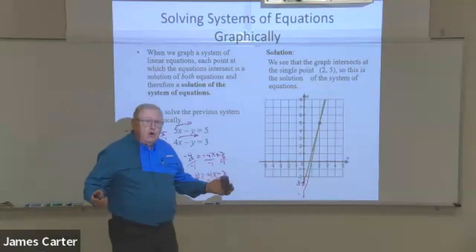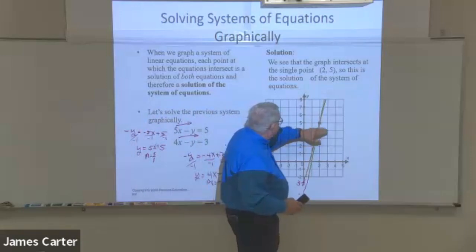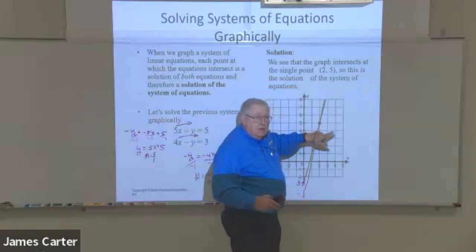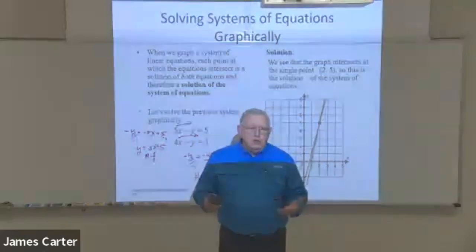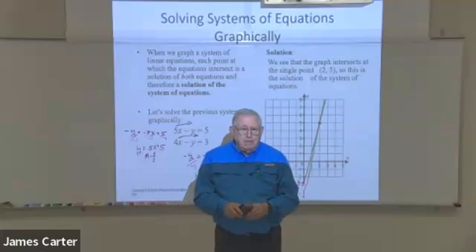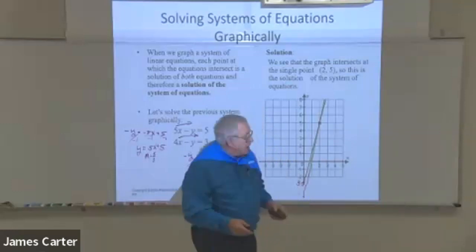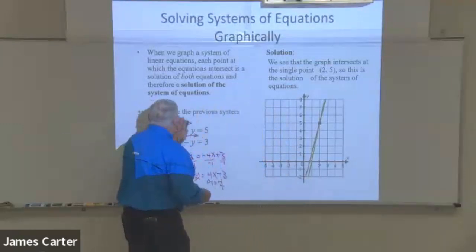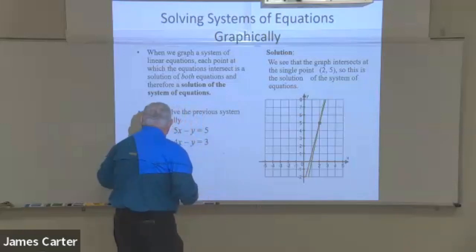Now, what could go wrong? Well, perhaps this point of intersection would be out of space somewhere here. If that's the case, we can't read accurately what the value would be. So your answer at best would be an approximation, and if you tried to check it, would probably be very difficult to check. So that's the disadvantage of the graphing method.